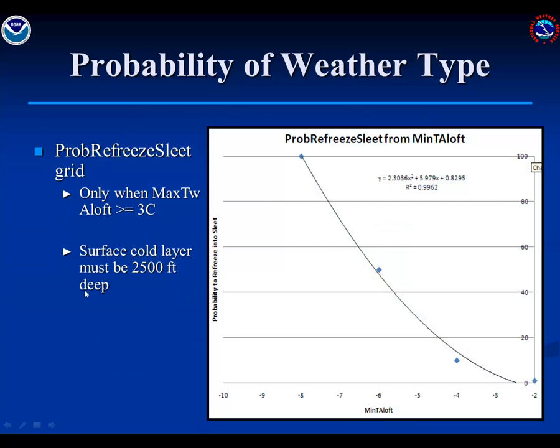So relating it back to the probability of weather type, it uses a probability of refreeze sleet grid. And it only looks at wet bulb when your max TW aloft is greater than or equal to 3 Celsius. So this assumes that you have a full melt of that hydrometeor coming in from aloft, and then the surface cold layer is checked to make sure it's 2,500 feet deep. And then it uses a probability curve that you see here. As temperature gets colder and colder, you start to get a higher probability of refreeze to sleet. So that's strictly based on the minimum temperature in that surface cold layer.